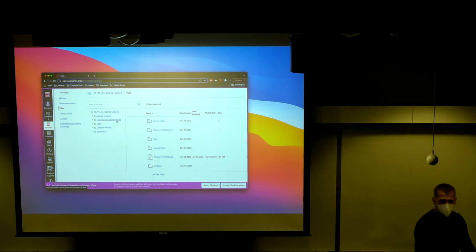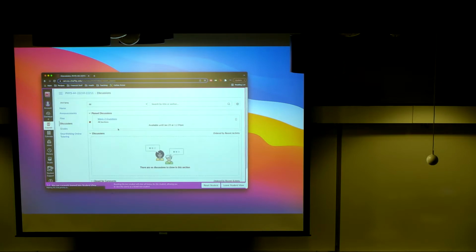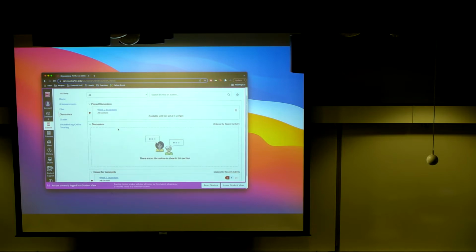It's all there. Okay? Last thing is discussions. Some people have utilized this already, which is great. Every week, I'm going to open a discussion board. And again, discussions are always optional. These are just here in case you want to ask me a question or ask a question of your classmates. So utilize that whenever you feel like you need a question answered.